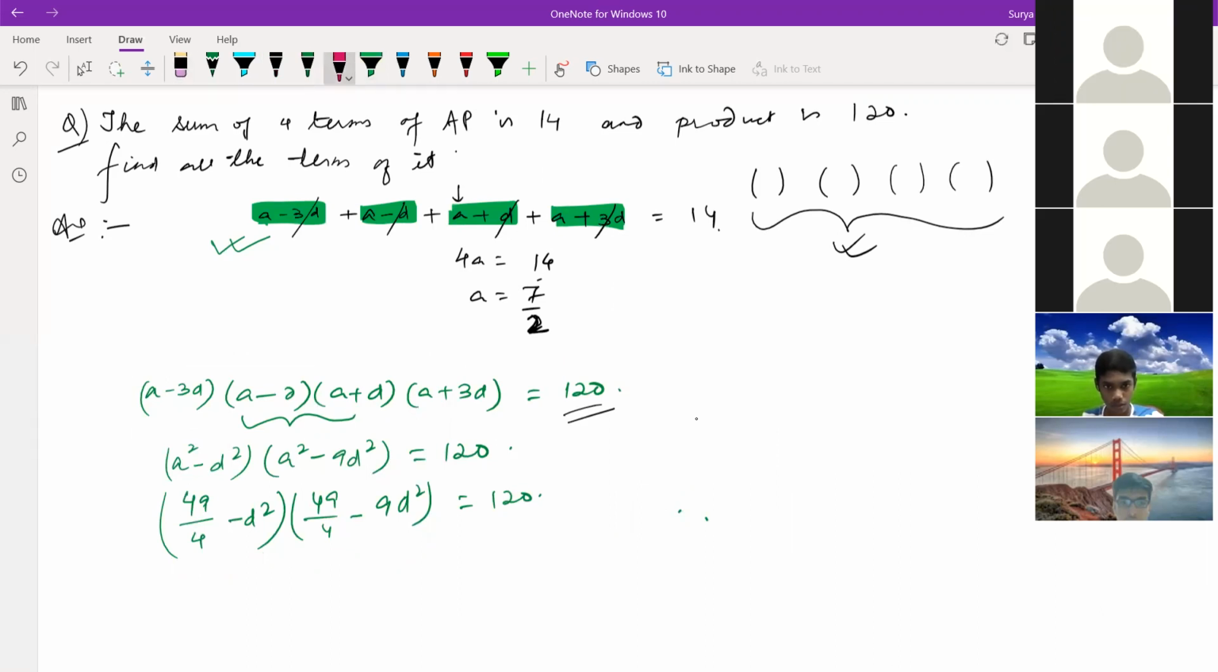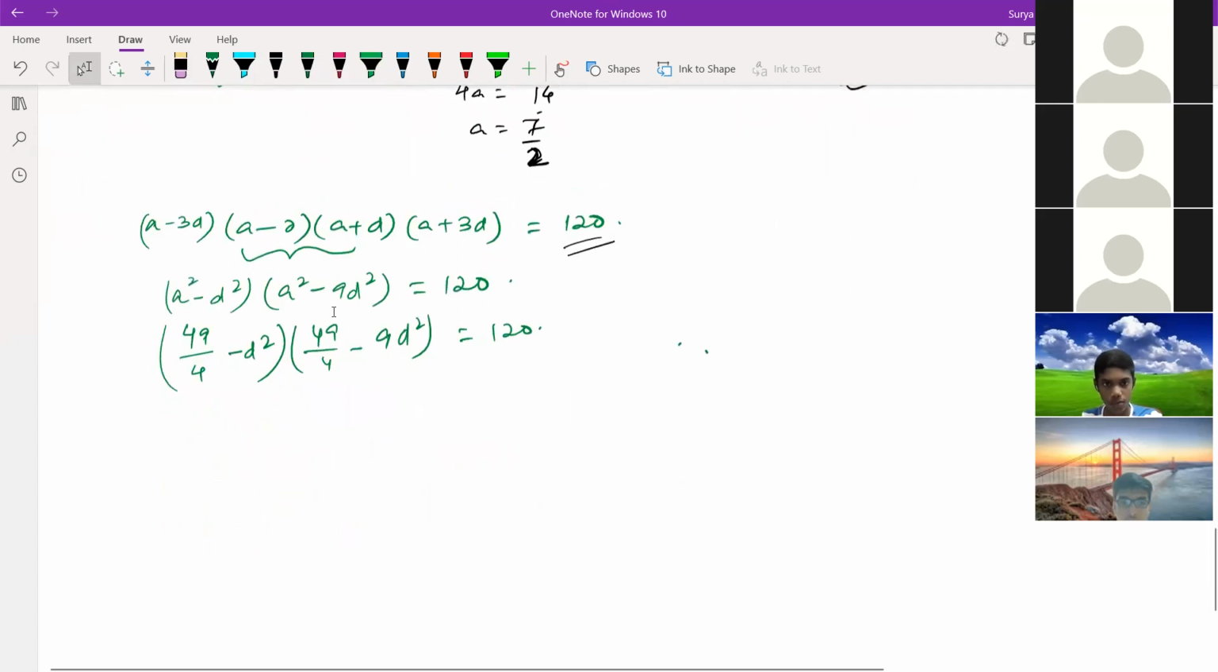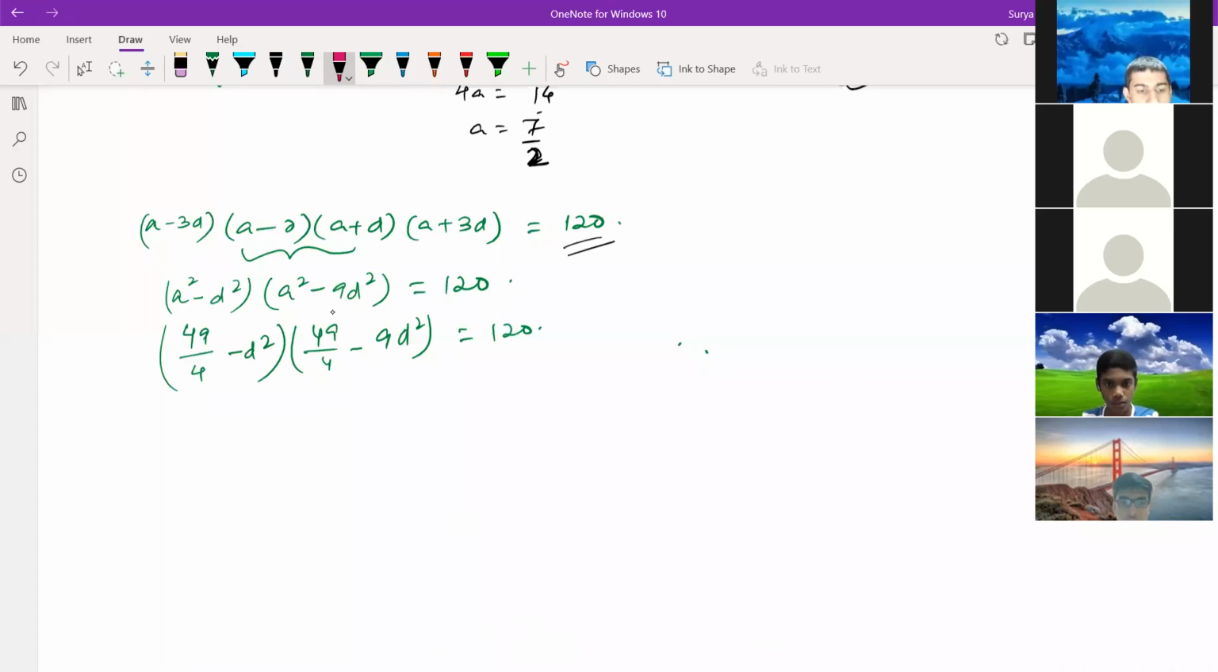Yes, it's going so lengthy, no? This one 49/4 into 49/4. Sir, I have sent you the screenshot of that solution. Actually, it's not solvable after that. Okay, fine. You are not able to solve this after that, right? No, till that point it's only solvable. No more simplification is possible. So 49/4 into 49/4, what do you get here? 2401 by 16, right?